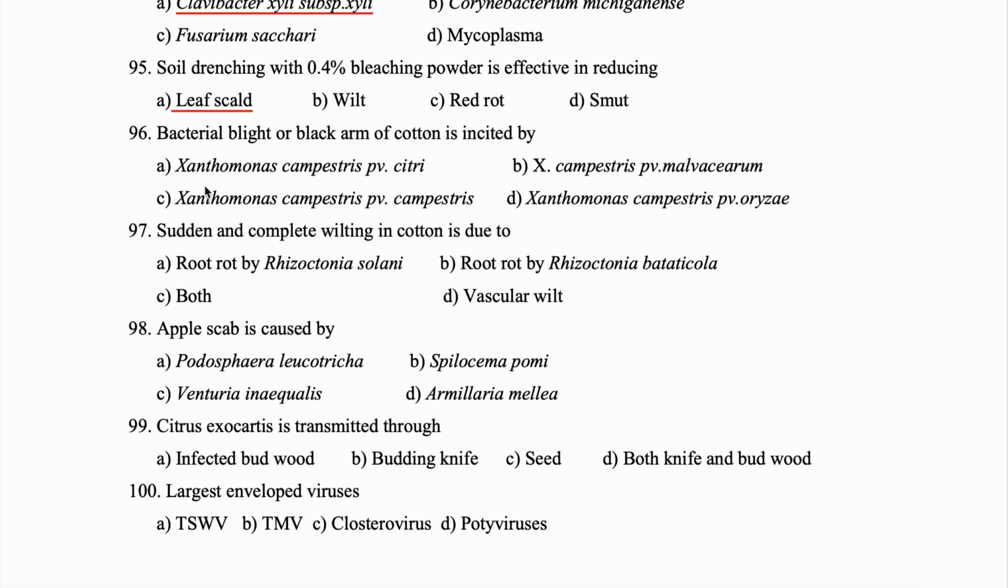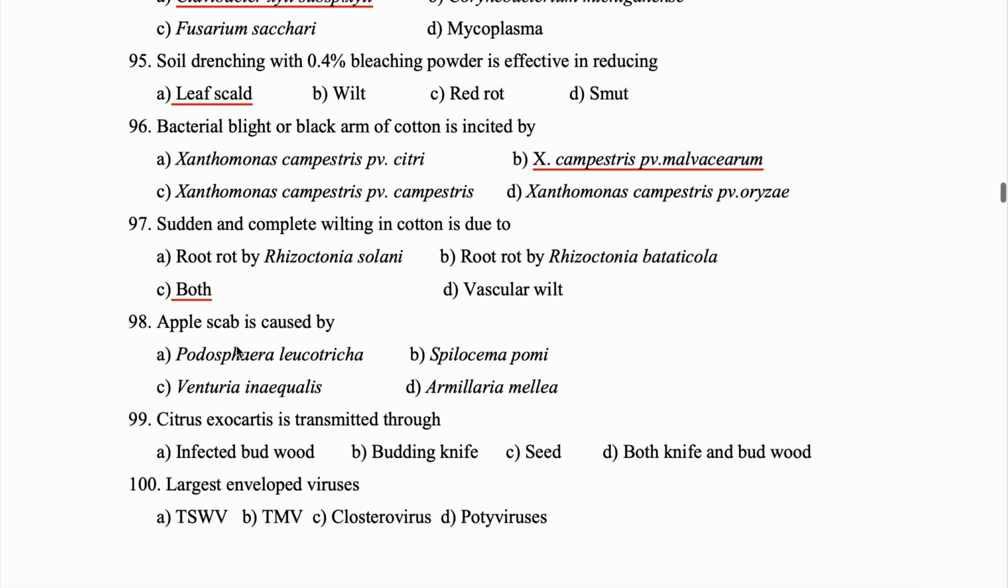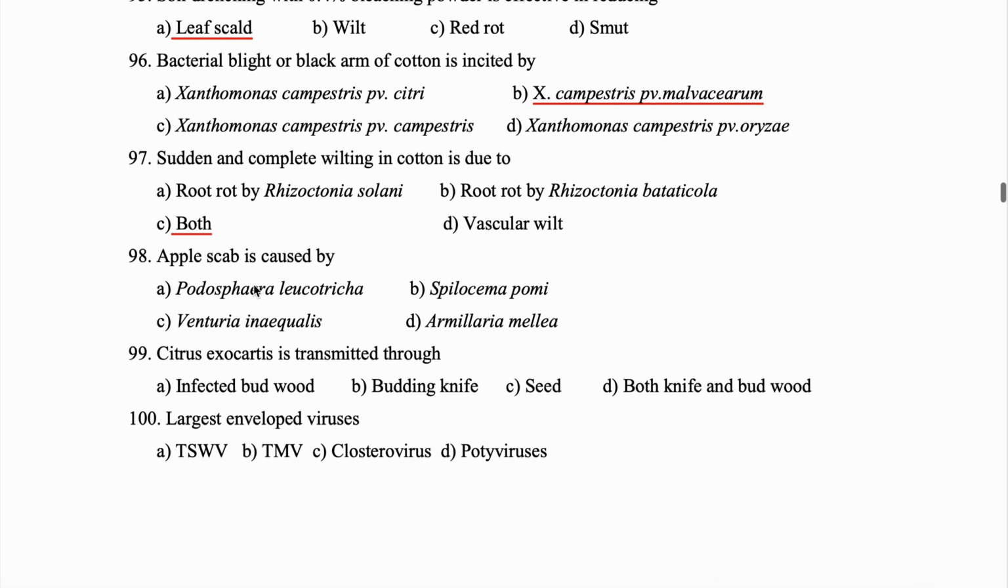Okay. Question 95. Soil drenching with 0.4% bleaching powder is effective in reducing leaf scald. 96. Bacterial blight or black arm of cotton is incited by Xanthomonas campestris pv. malvacearum. 97. Sudden and complete wilting in cotton is due to both root rot by Rhizoctonia solani and root rot by Rhizoctonia bataticola. Question 98. Apple scab is caused by Venturia inaequalis.